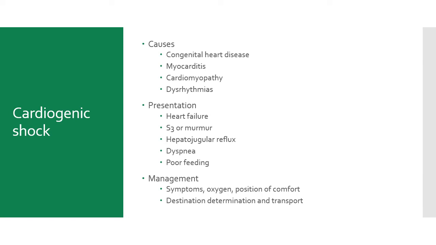So presentation is just like heart failure. They're going to look like they're in fluid volume overload. They're going to have jugular vein distension, crackles in their lungs. They might have an enlarged liver, the hepatojugular reflex. So when you push on the liver, their JVD increases. They could have S3, so like a gallop or a murmur, shortness of breath, poor feeding, sweating, all of those things again. But specifically with cardiogenic shock, we're looking for hypotension and poor organ perfusion. So they'll also have that irritability, restlessness, anxiety.